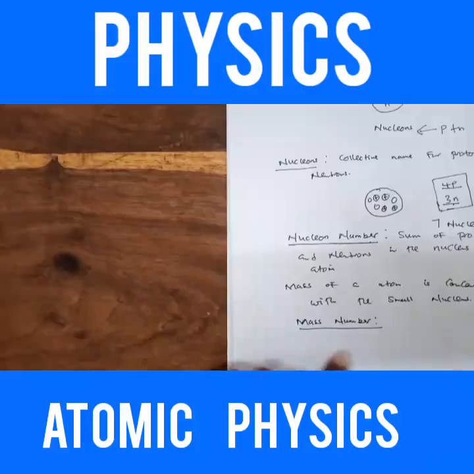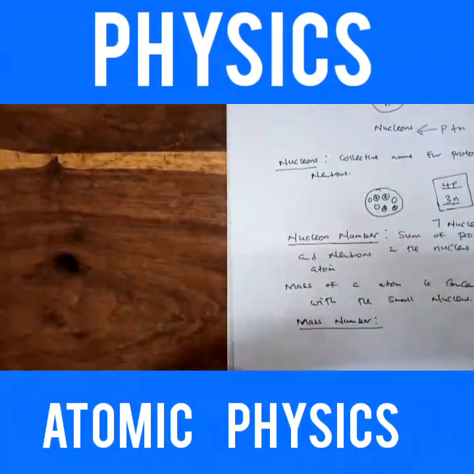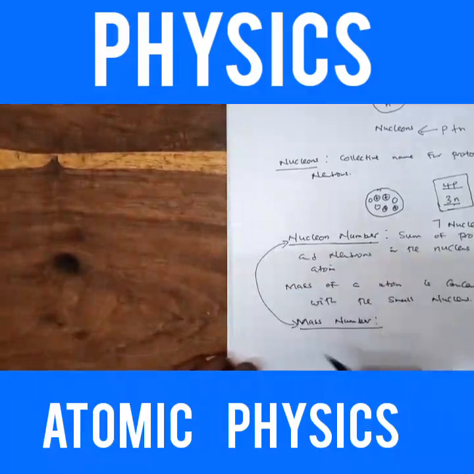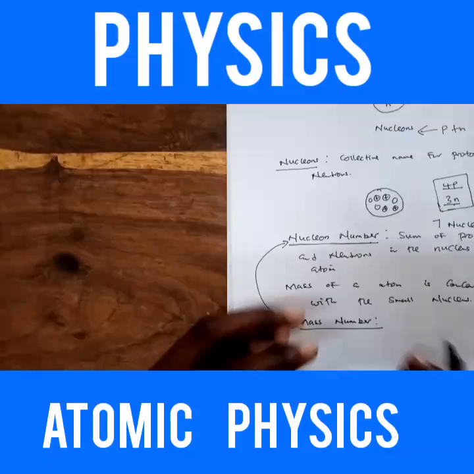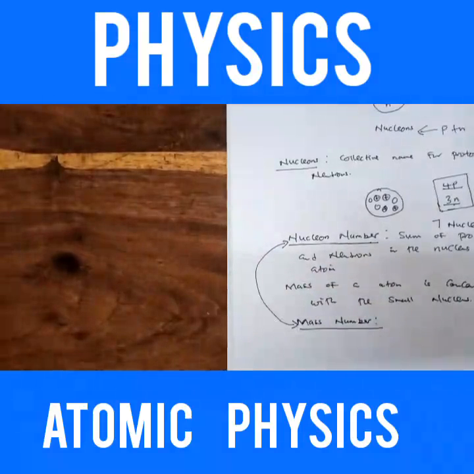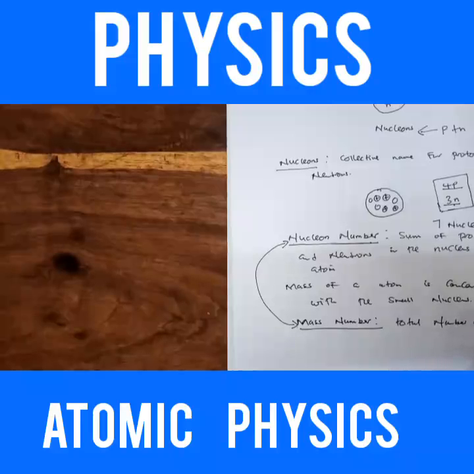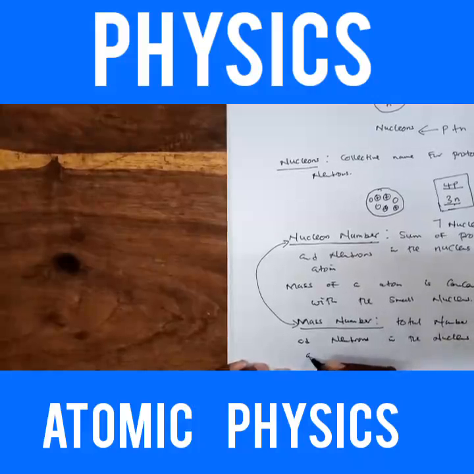So mass number of an atom is simply the total number of protons and neutrons that are found in the nucleus of an atom. So mass number can be related to nucleon number simply because they're talking about one and the same thing. The mass of an atom is concentrated within the nucleus. So if I count whatever is in the nucleus, that will be the mass of that particular atom. So mass number is simply the total number of protons and neutrons in the nucleus of an atom.